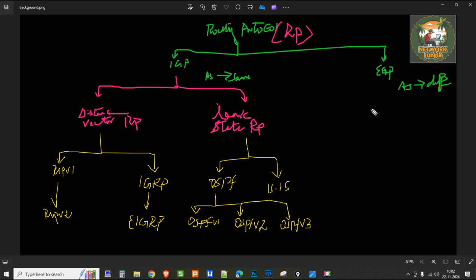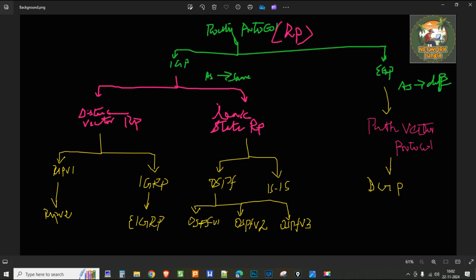Next, the exterior gateway routing protocol uses path vector protocols. It is classified into one type, that is BGP. BGP is mostly used on the internet to share routing information between organizations with different AS numbers.